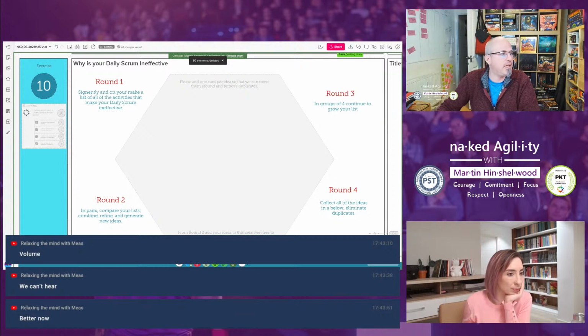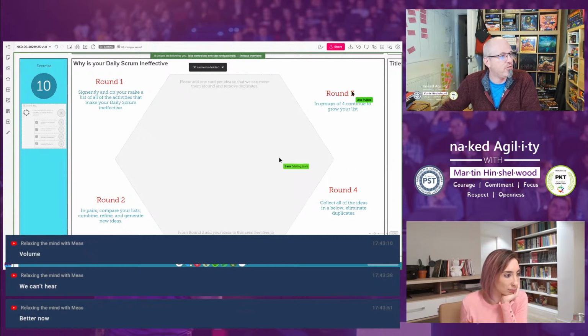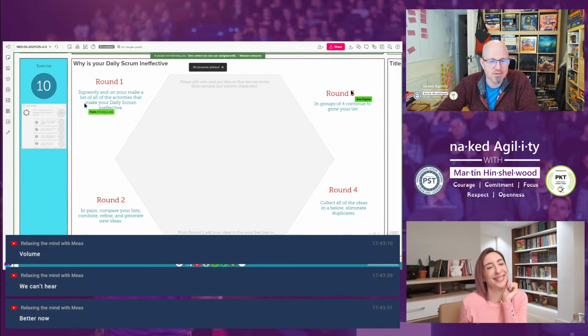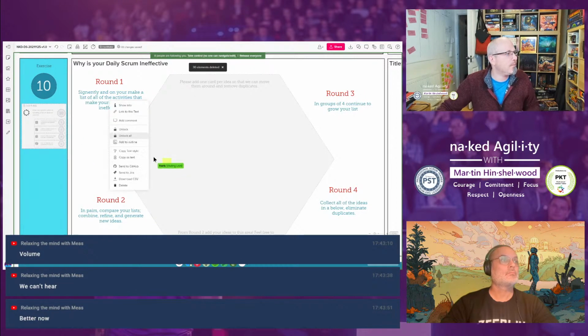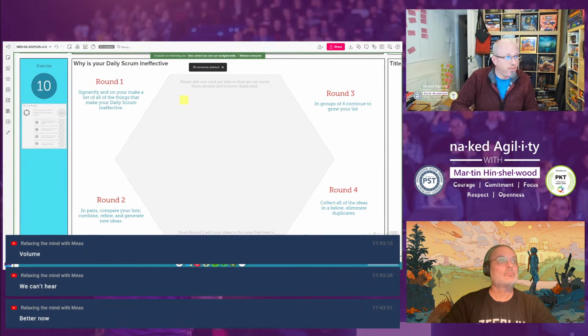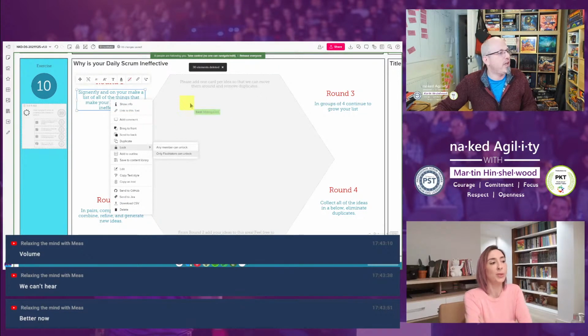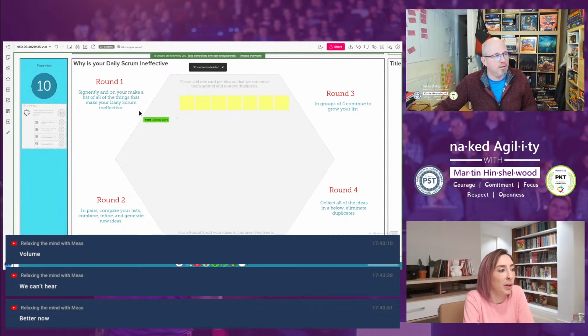Perfect. So I'm going to click open. If everybody's on the mural, I'll summon you to that spot for the exercise where you can put these things in. What makes your daily Scrum ineffective? I'm going to change that from activities to things. All of the things that make your daily Scrum ineffective. Oh, it's still opening.